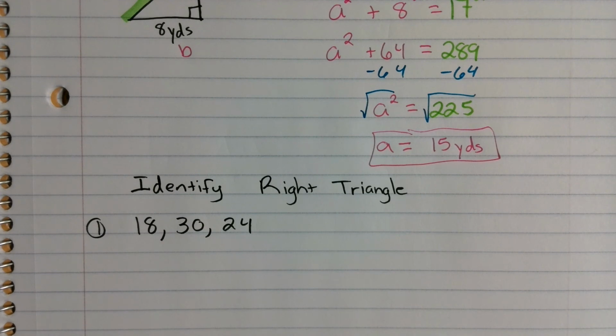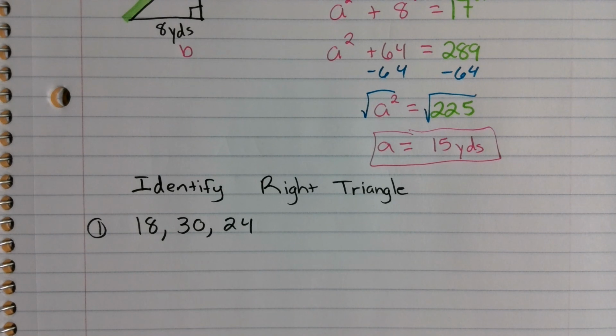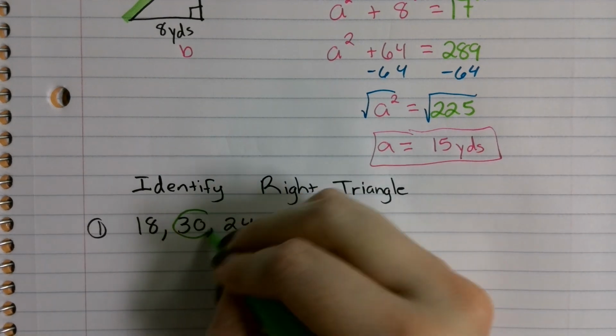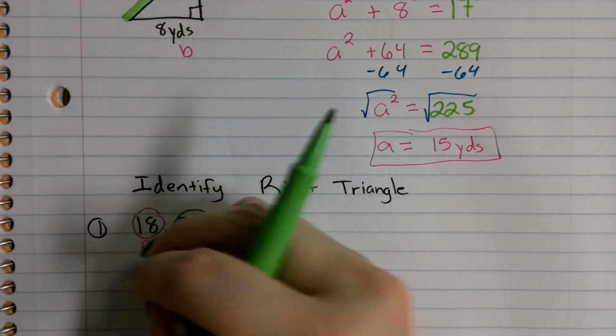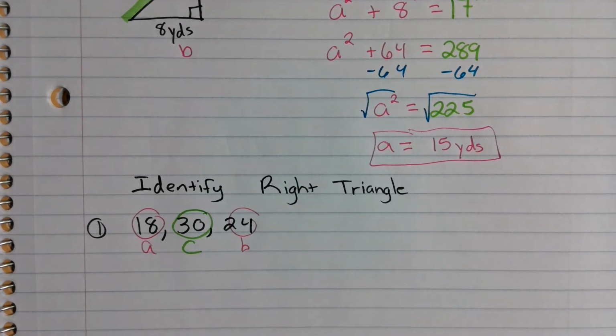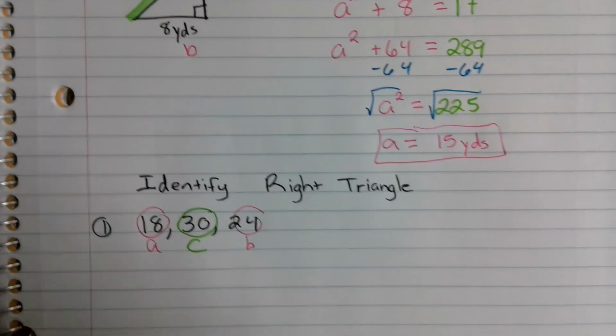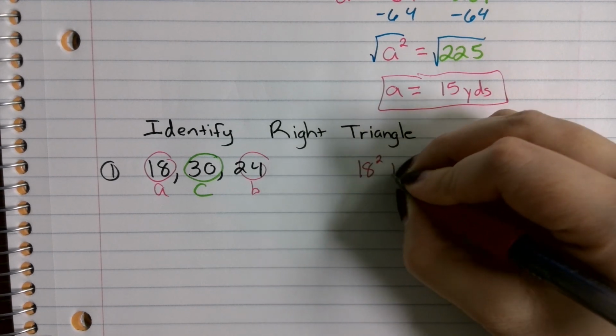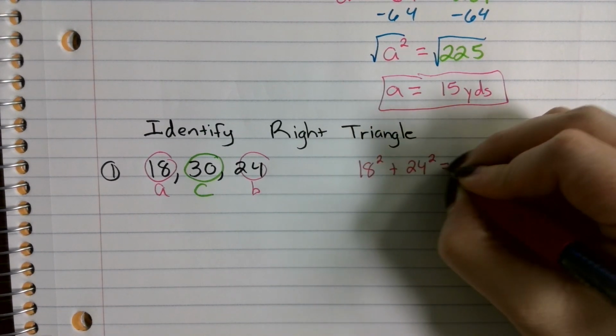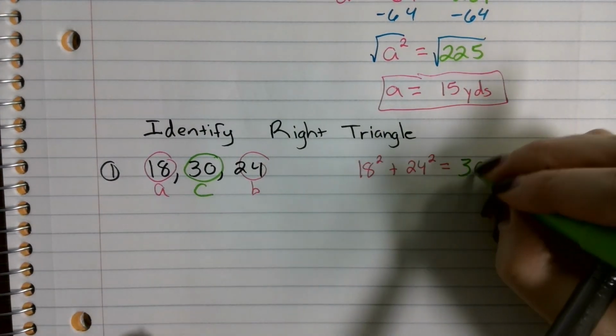It's the longest measurement. So all you have to do is look at the 3 values and identify the largest measurement. Which one's the largest? 30. So automatically right here, that value is going to be your C. The other 2 values will be your A and B. And you just check to see if you plug them into the formula, is it going to be true or not? So we have 18 squared plus 24 squared. We want to know, is it equivalent to 30 squared?